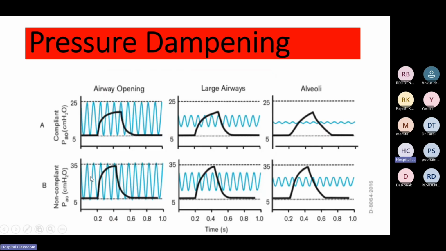As you can see in the picture here, at the airway opening, what happens in conventional ventilation? This black line which you see is conventional ventilation. In conventional ventilation, whatever pressure I set at the airway opening, that same pressure goes to the larger airways, and that same pressure is delivered to the alveoli. But when I talk about high frequency ventilation, the vibrations which you see, the blue lines, are very high at the airway opening, but at the larger airways they are a little bit less. And as you come down towards your alveoli, the vibrations will be minimal. That is how your lungs get protected and do not suffer much damage.